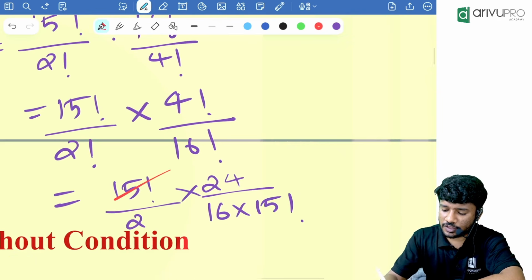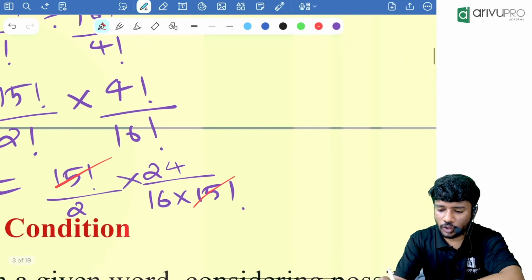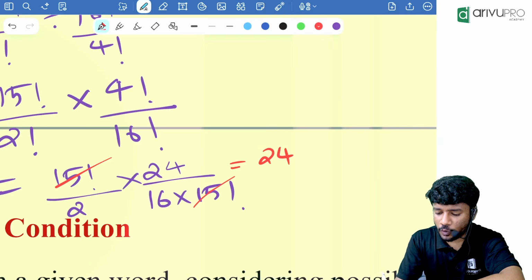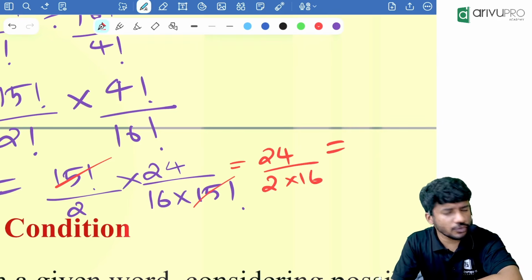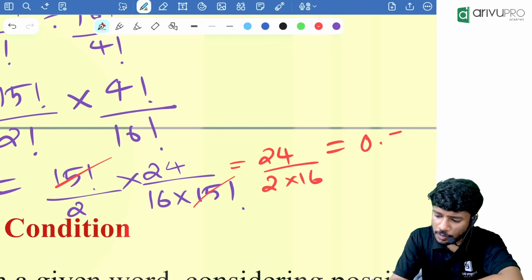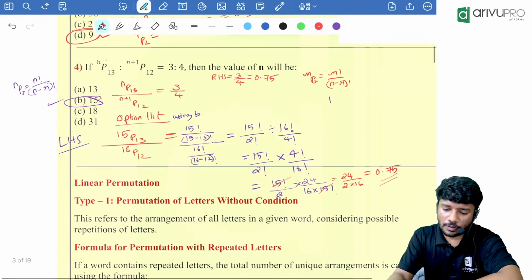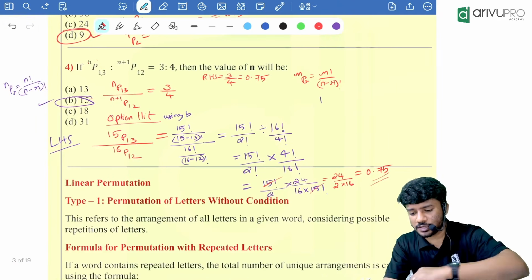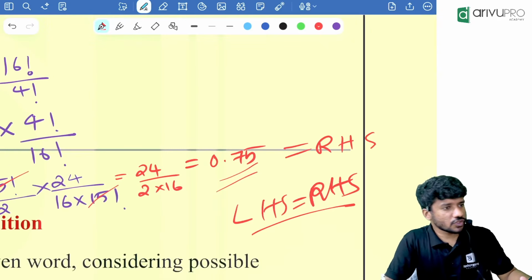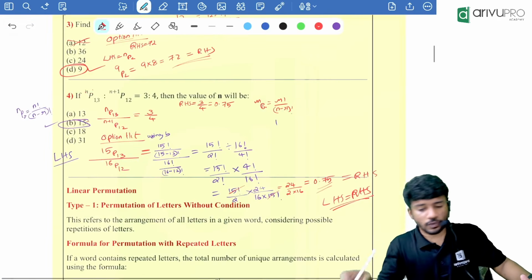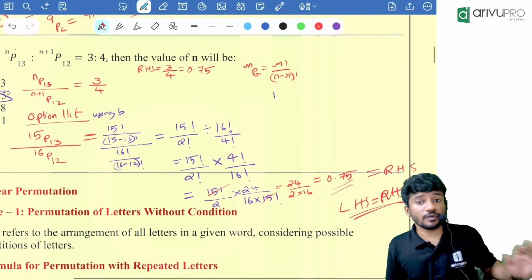From that 15 factorial cancelled off. What is remaining, people? 24 divided by 2 then into 16. Take your calculator. 24 divided by 2 divided by 16 is how much, people? 0.75. Which option is the answer? Option B is the answer, which is equal to our RHS. That means LHS is equal to RHS. That is the meaning. I hope that you understood. Is it clear for everyone?